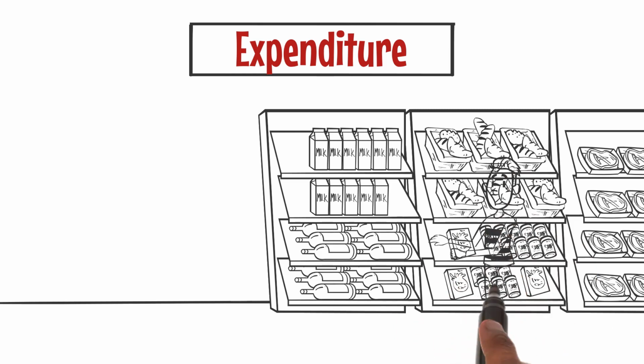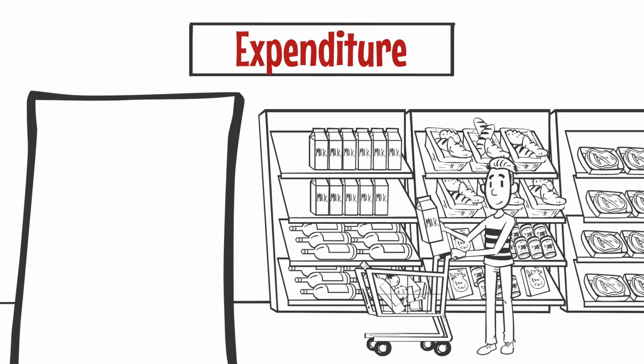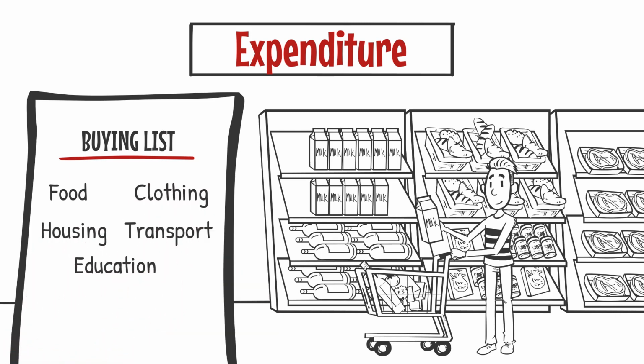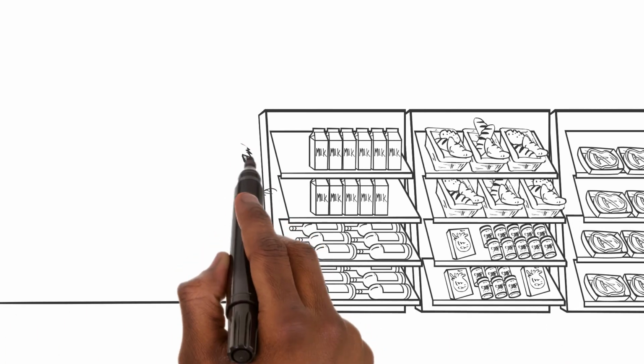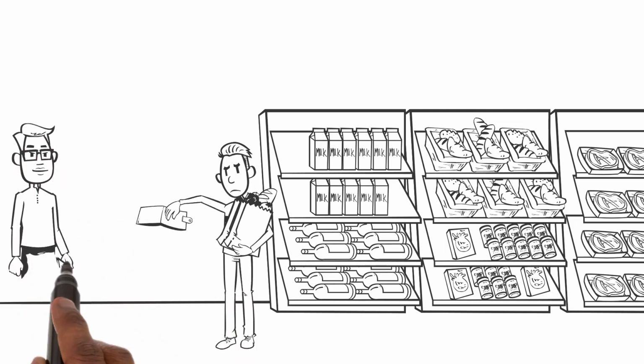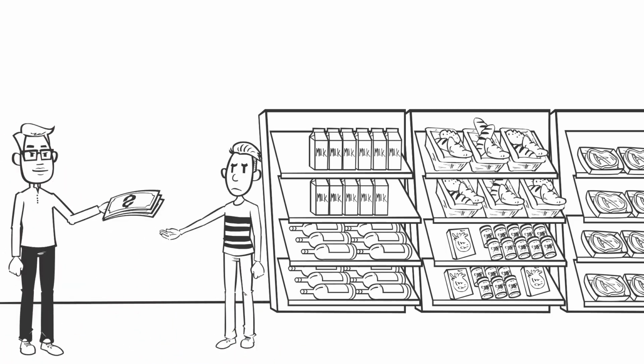Now, let's talk about expenditure. This is when you spend money on things your family needs. Think about everything your family buys: food, housing, clothing, education, transport, medical expenses, and entertainment. But here's the thing, you need to ensure that your spending doesn't exceed your income. If it does, you might find yourselves borrowing money just to meet your basic needs.